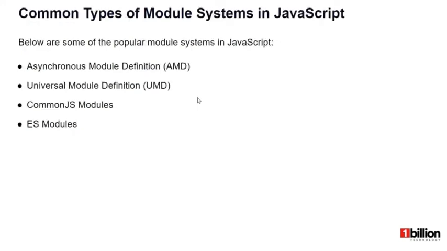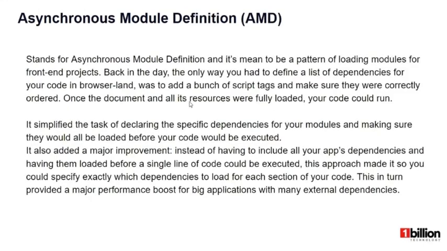There are a few common types of modules being used. Today I'll only explain these four, and I'll explain the ECMAScript module in more detail. As of now, there is asynchronous module definition (AMD), universal module definition (UMD), CommonJS modules, which is used in Node.js, and then ES modules. First we'll start with AMD. AMD stands for asynchronous module definition, which is a pattern of loading modules for front-end projects.